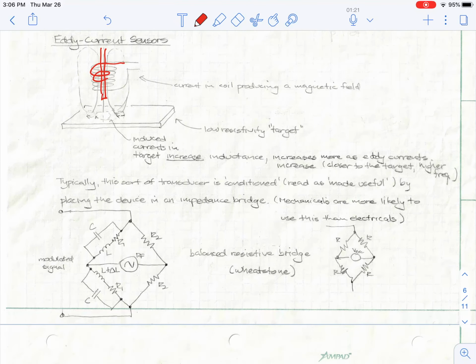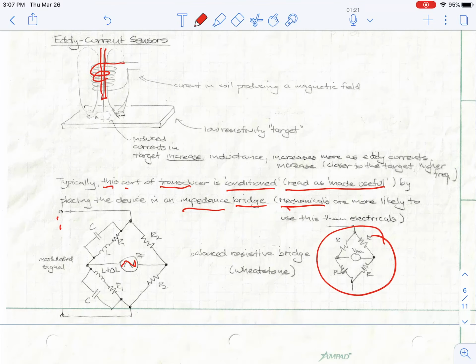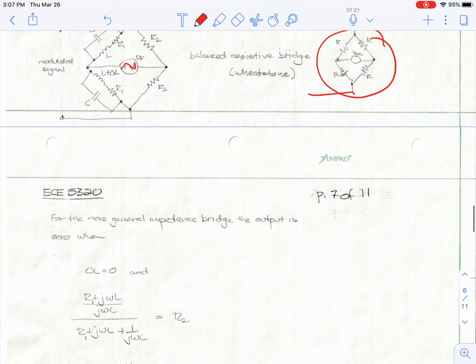Now, as I say here, typically this sort of transducer is conditioned, and that read is made useful by placing the device in an impedance bridge. Remarkably, mechanicals are more likely to have seen these than electricals. This impedance bridge, I've got some RF source, and it produces a modulated signal just like a LVDT or RVDT. When it's balanced, it reduces to this, and my output voltage goes to 0.